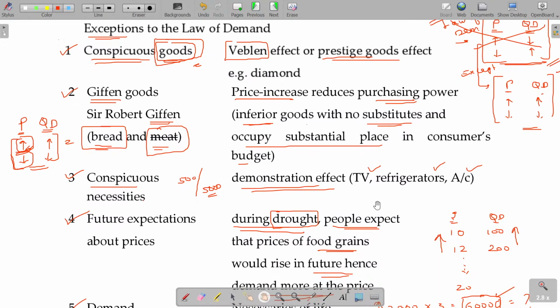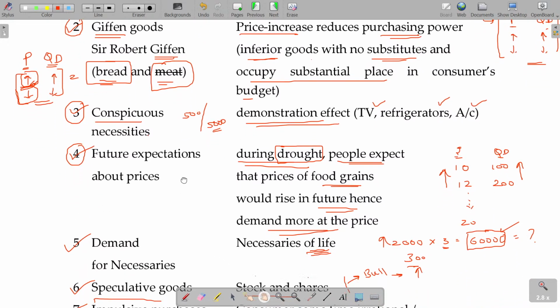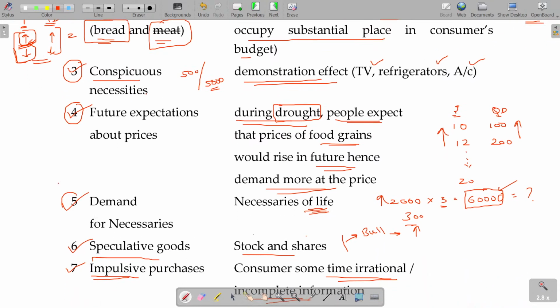The law of demand will not work when the goods are conspicuous goods, or inferior goods as per the Giffen goods propounded by Sir Robert Giffen, or for conspicuous necessities, or when we expect the future price of the product will increase, or it may be a demand for necessaries, or speculative goods, or impulsive purchases. In these scenarios, the law of demand will not work. Is that okay?